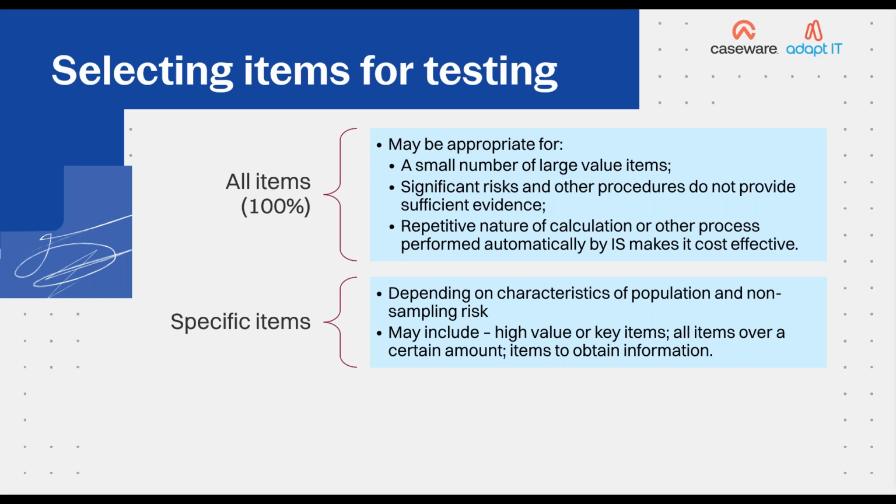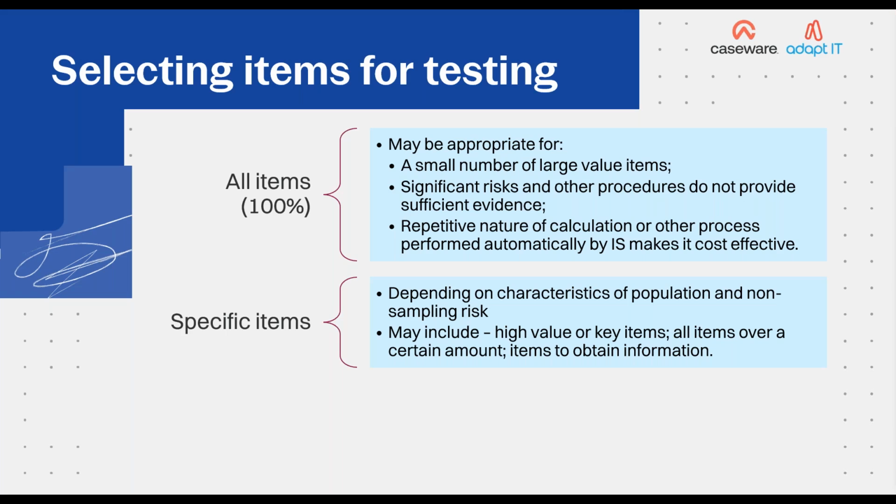So it could be, like that second bullet says, the high value items, the material items, but it could also be items that have other specific characteristics, like the credit terms, where they are located. Maybe it's debtors for a new business line, things like that.